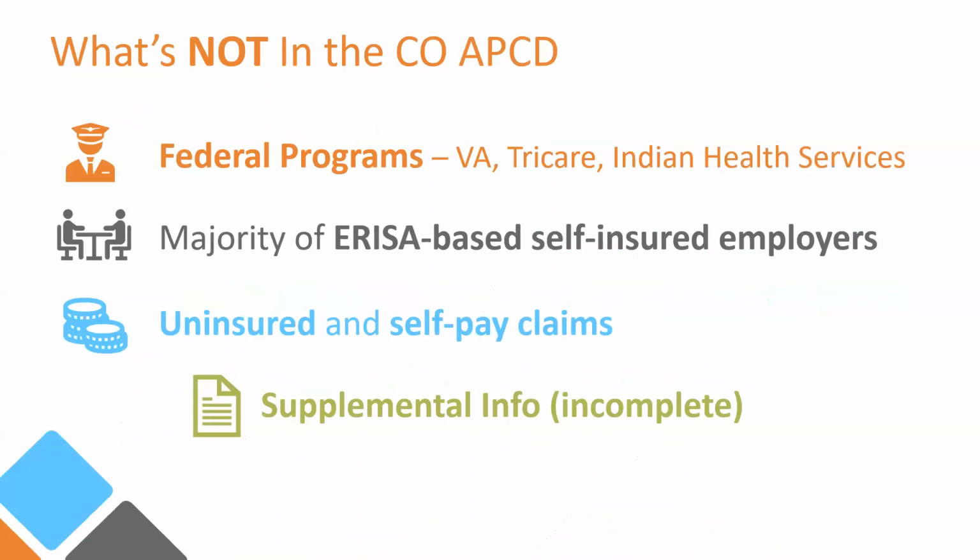For some context, what's not in the co-APCD: federal programs such as the VA, the TRICARE folks, and Indian Health Services. We can't at this point collect the federal program information. We also don't have the majority of ERISA-based self-insured. That's because of the Supreme Court ruling that says no state can mandate ERISA-based self-insured employers. They can voluntarily submit, and a lot of them are, but we also don't get the uninsured and self-pay claims, and some of the supplemental info is incomplete at this point in time.